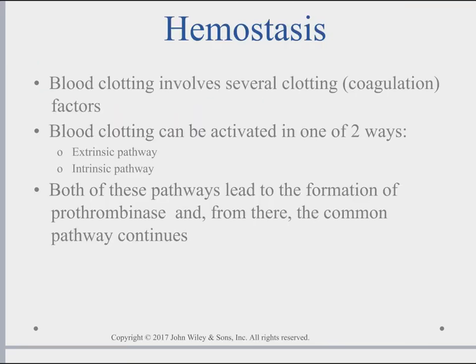So blood clotting involves several clotting or coagulation factors or proteins. They're numbered 1 through 13. Now again, in the last slide we said 12. Well, yes, there are 12, but we numbered them 1 through 13, but 5 and 6 have since been deemed the same clotting factor. So even though they're numbered 1 through 13, we are missing 6 and have traditionally 12.